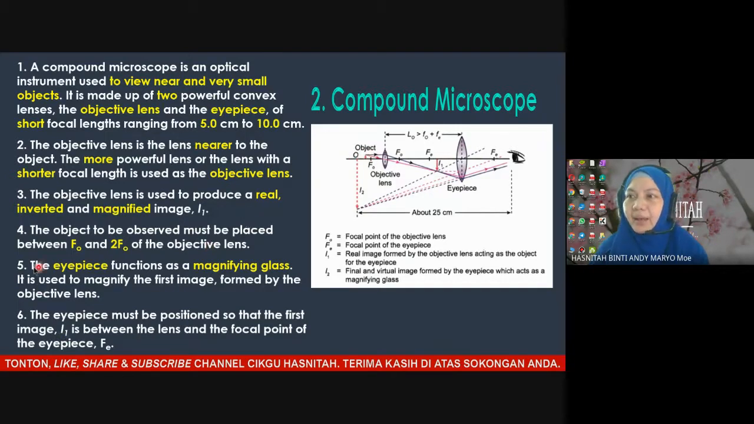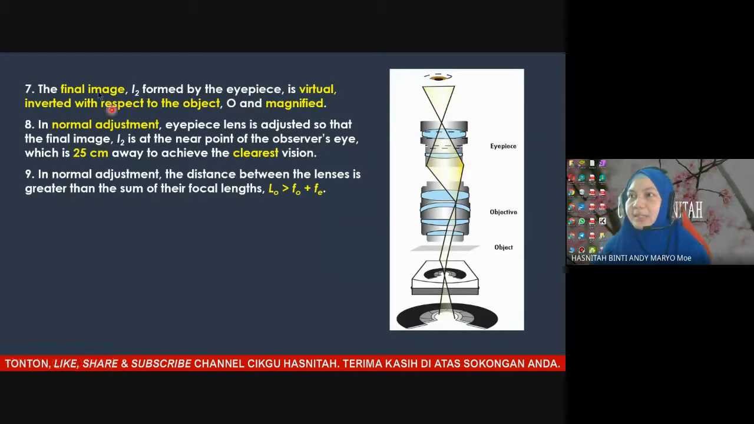Alright. This eyepiece functions as a magnifying glass, similar to the first instrument, the magnifying glass. Then students, next, you can see this is the final image. The final image formed by the eyepiece is virtual, inverted with respect to the first object, and the size is magnified.